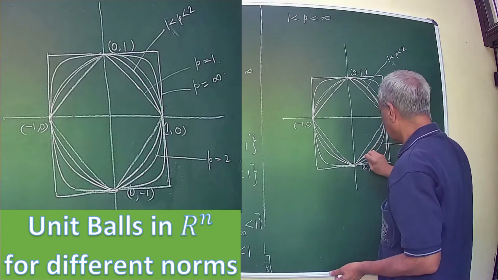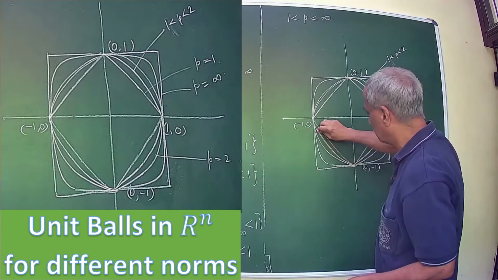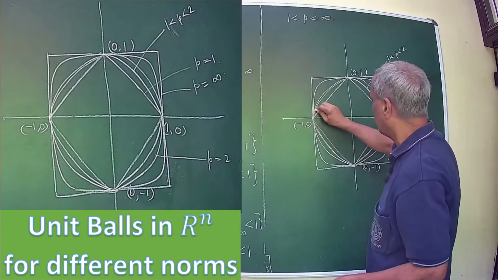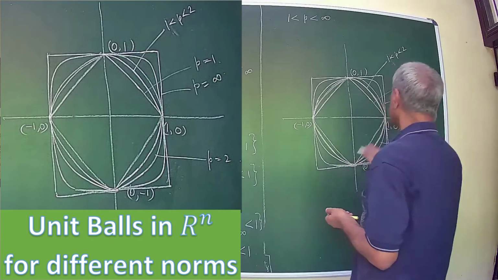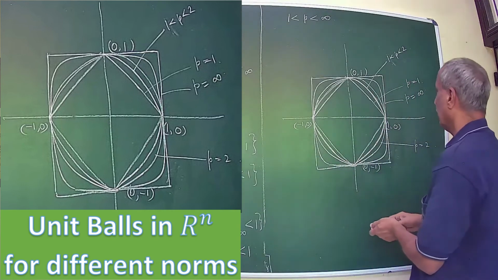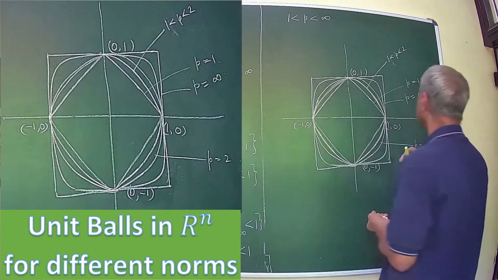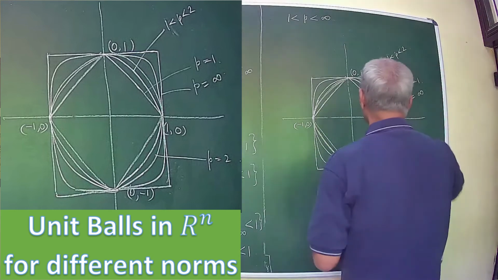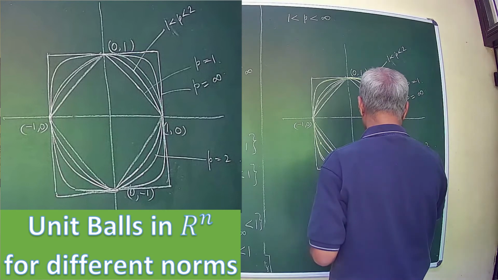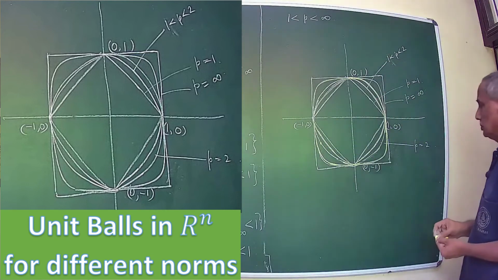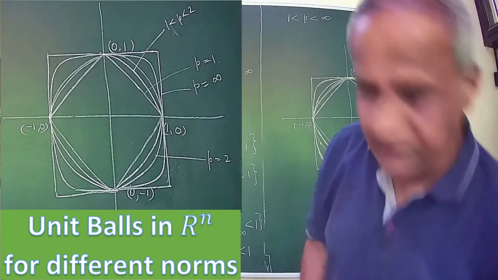This is the shape of the unit ball, because it corresponds to |x1|^p + |x2|^p. So this is the circle that you have, and when p lies between 2 and infinity, this is what you get. This is the case of p equal to 2. So this is what you have. The picture is clear.